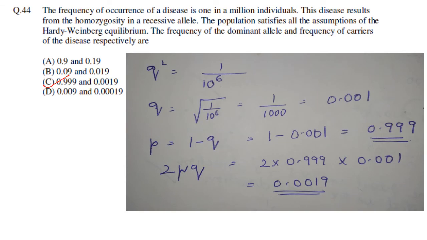Next one. The frequency of occurrence of a disease is 1 in a million individuals. This disease results from homozygosity in a recessive allele. The population statistics satisfy all the assumptions of the Hardy-Weinberg equilibrium. The frequency of the dominant allele and the frequency of carriers of the disease, respectively, are. So the homozygous recessive genotype frequency is 1 in a million individuals. So q squared is given, that is 1 by 10 raised to 6, the frequency of the homozygous recessive genotype.